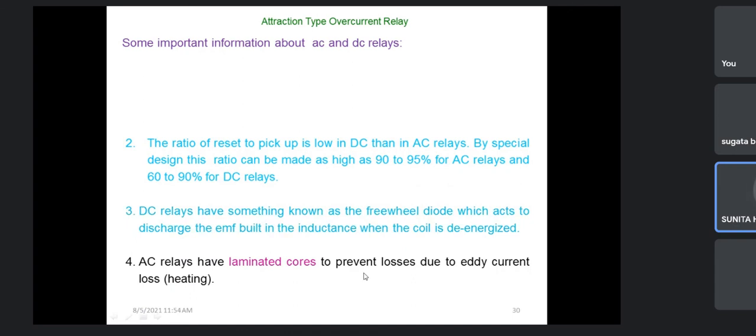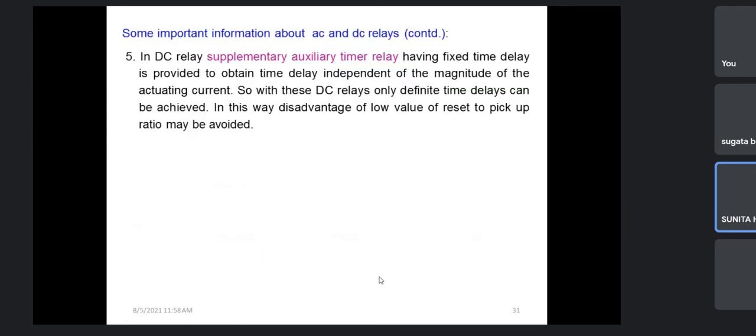And for AC, since it is AC application, the magnetic circuit, that electromagnetic path, that magnetic material should not be solid. There should be a laminated core. Otherwise, there will be unnecessarily eddy current loss and hysteresis loss, because that loss will be taken from the system actually. And sometimes some auxiliary timer relay, as I told you, is connected in series with this type of relay, so that we can provide some time delay in the system.